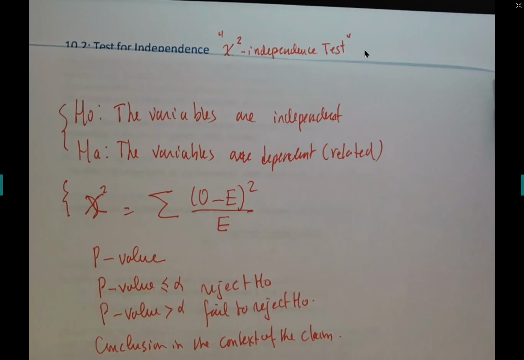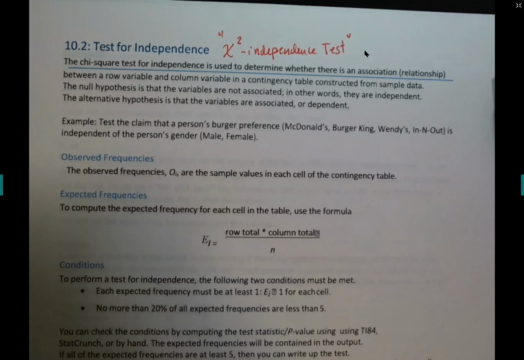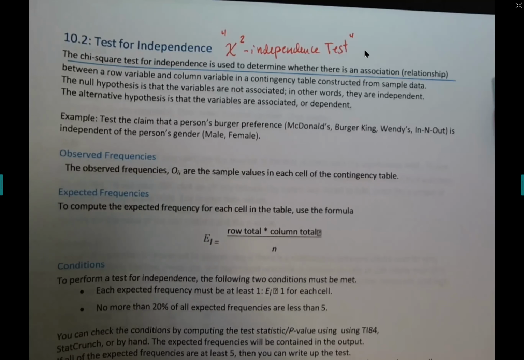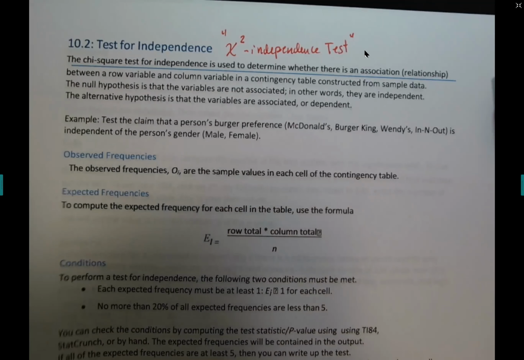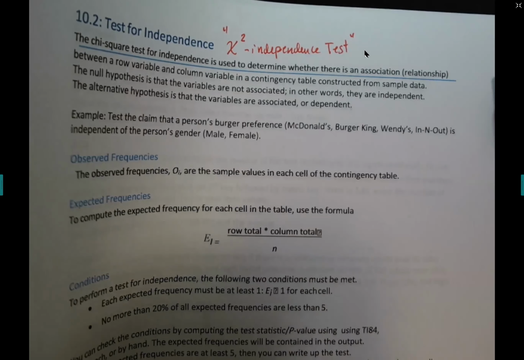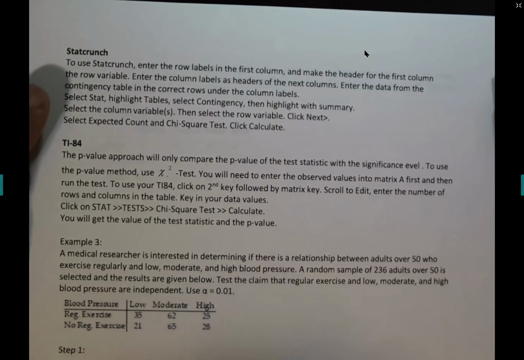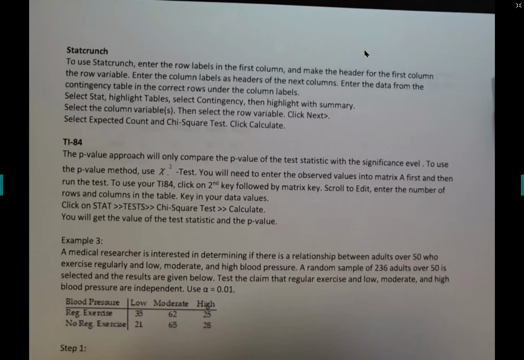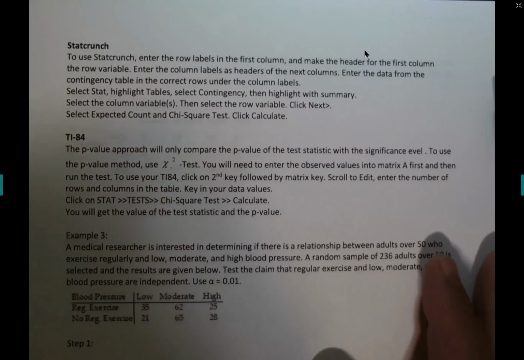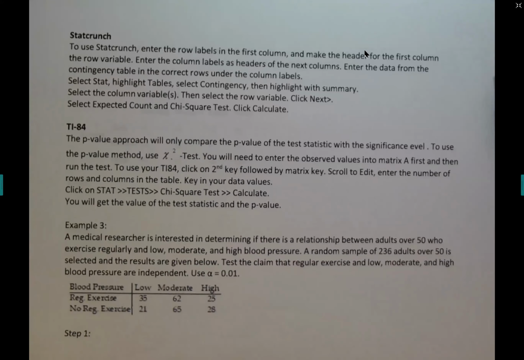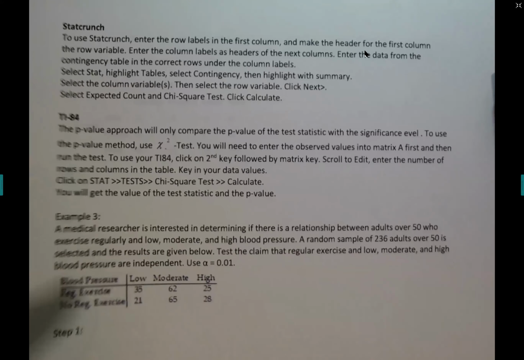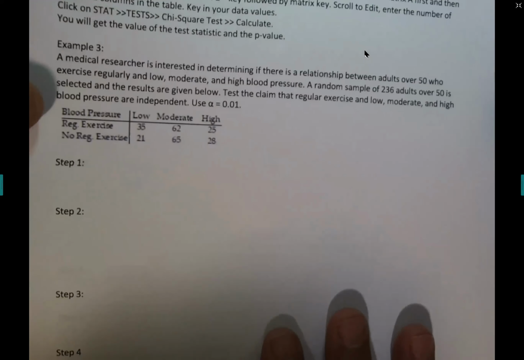So hopefully I'll be able to do a few examples. Okay. I'm going to leave the first page out. This is where I explain what I'm going to be doing, and here I explain how to use StatCrunch and the TI-84 calculator. But what I'm going to start with is just do an example and walk you through the steps from the example itself. So let's do that.